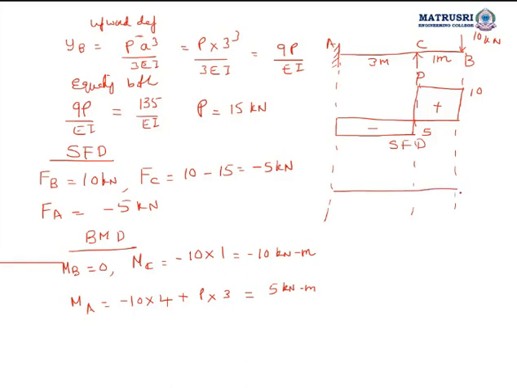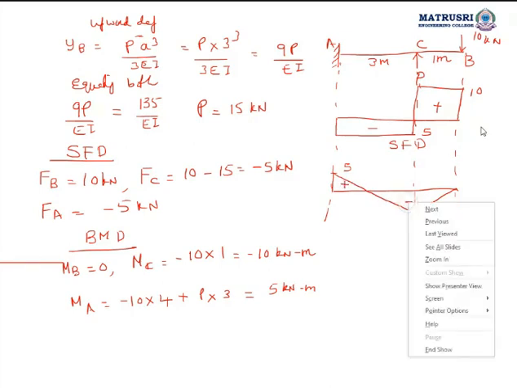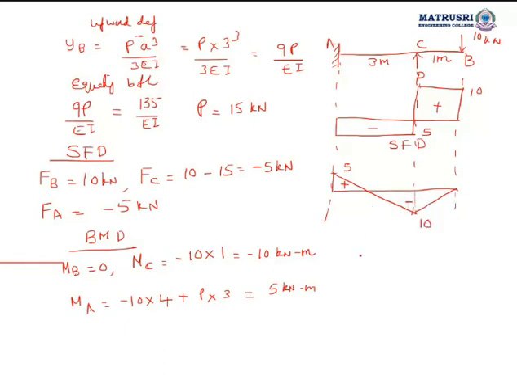If you draw the bending moment diagram, this is 0. At C, how much? C is minus 10, so 10 I am taking. Here this is 5. This is plus 5. So no load means linear. Here also no load, so linear. This is positive. This is negative. This is about the bending moment diagram.